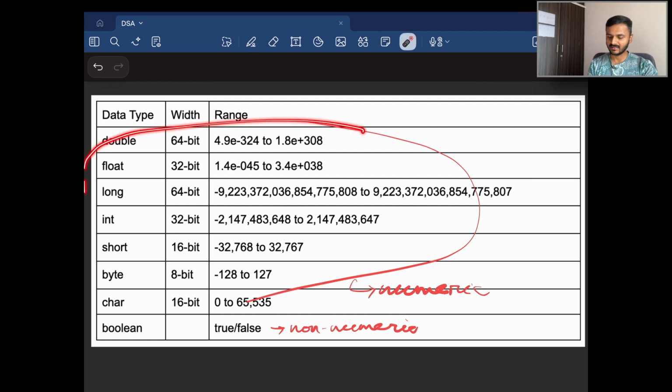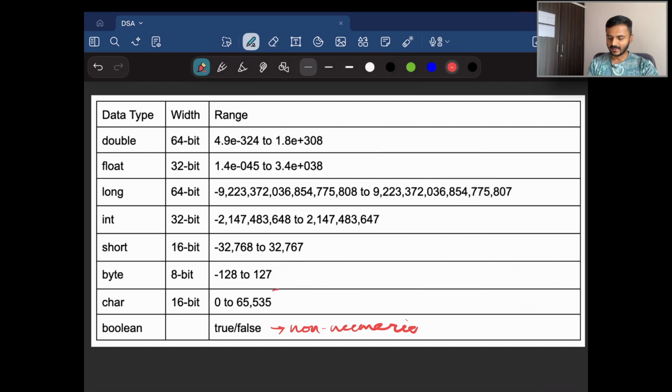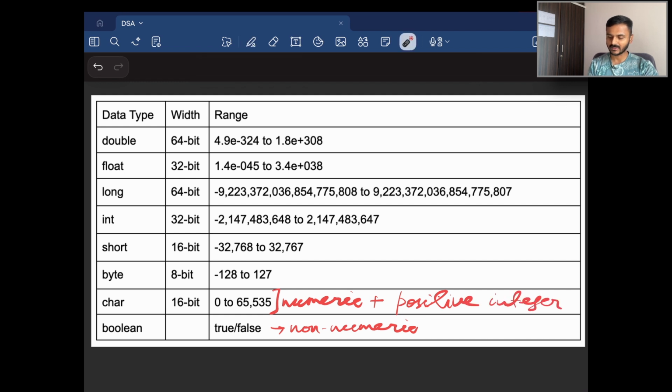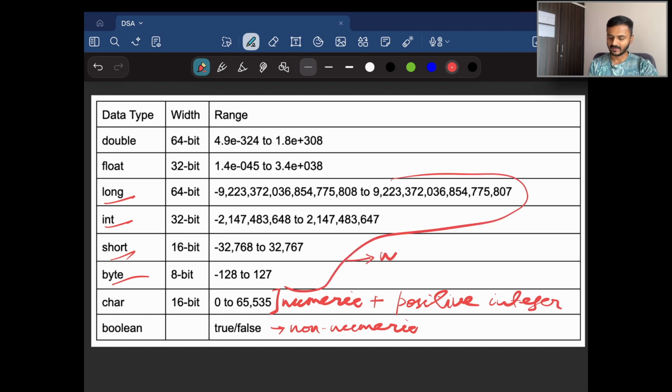Now, if we take a look at these 7 data types, that is the ones which are numeric, we can draw a few more conclusions. Char is numeric, right? But it can only hold positive integers. And it can hold positive integers up to a certain number, but we will come to it later. Now, if we take a look at long, int, short, and byte, what can we observe? We can observe that these are numeric, which means they can hold numbers and they can hold both positive integers and negative integers, right? Now, if we take a look at double and float, what can we observe?